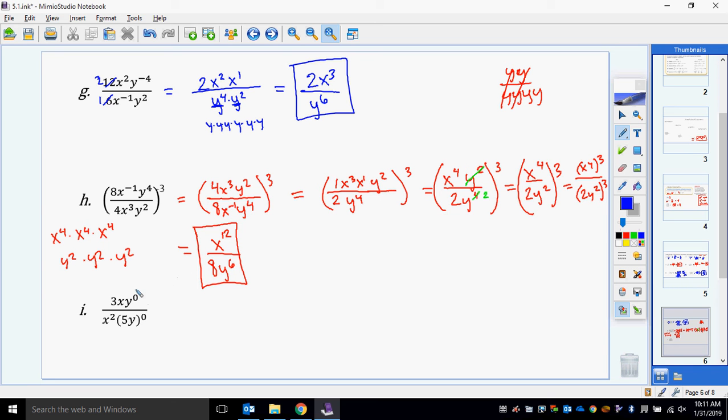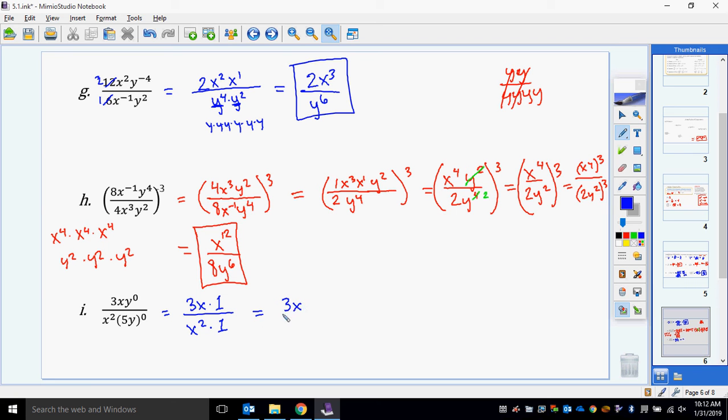And the last one. 3x times y to the 0 power over x squared times 5y to the 0 power. Remember, anything to the 0 power is going to be 1. So 3x y to the 0 would end up being 1. I don't really need to write times 1. And then 5y to the 0 power. Now this is all to the 0 power, so that would end up turning to 1.